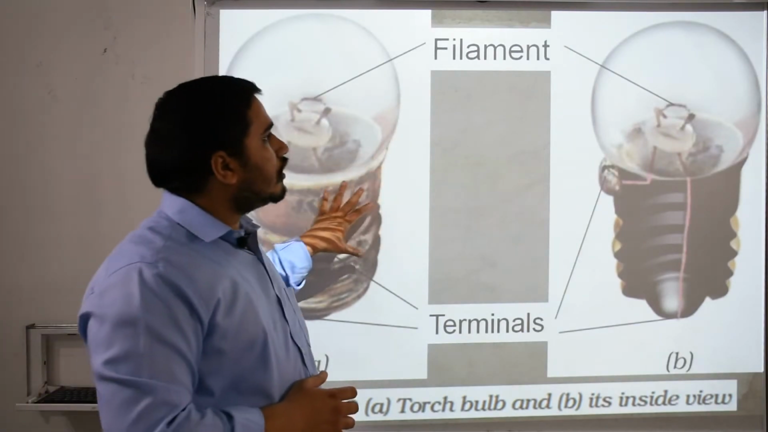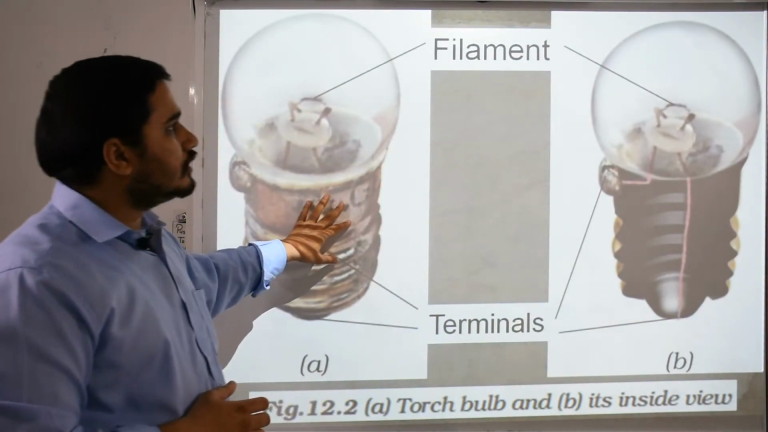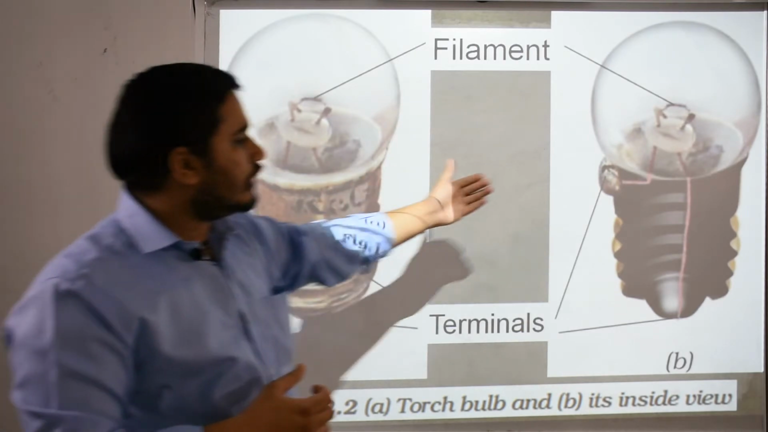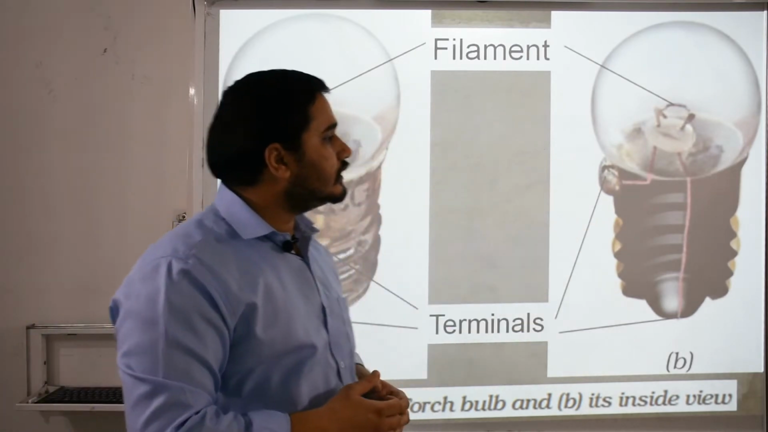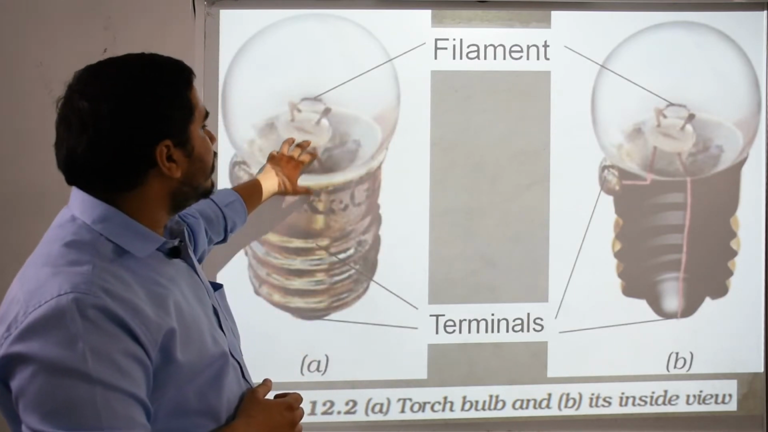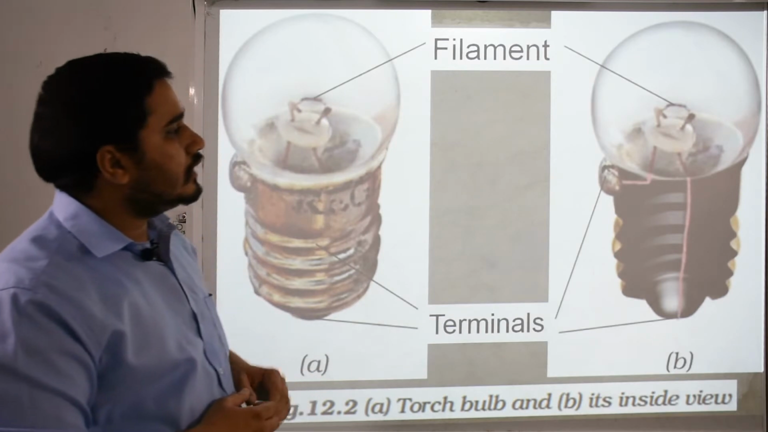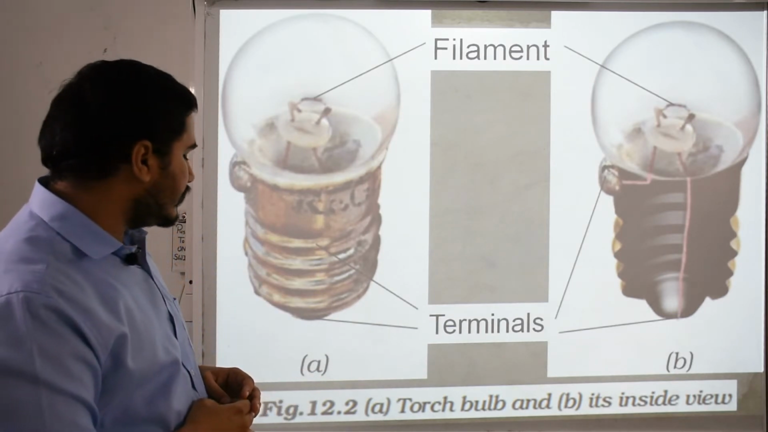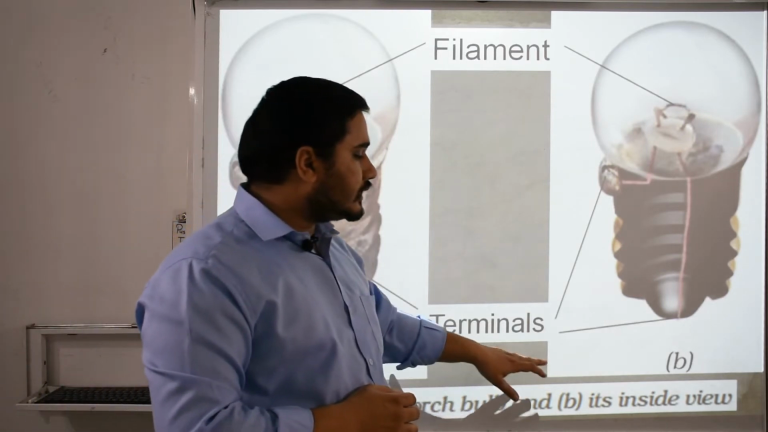Now, what kind of bulb is used in the torch? This consists of two parts here, one is the full section and one is the half-cut section, in which you can easily see the wiring inside it. The main part which lights up is the filament here. It is a spring-like wire structure which connects to both the positive and negative terminals. Torch bulb and its inside view.